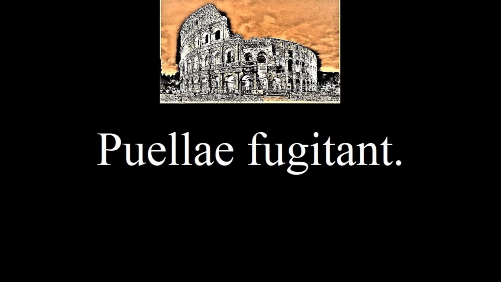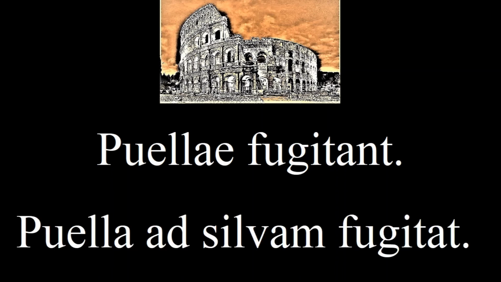To figure out the next sentence, recall that a fugitive is someone that flees. Puellae fugitant. The girls flee. Now try to say, the girl flees to the forest. Puellae ad silvām fugitat.